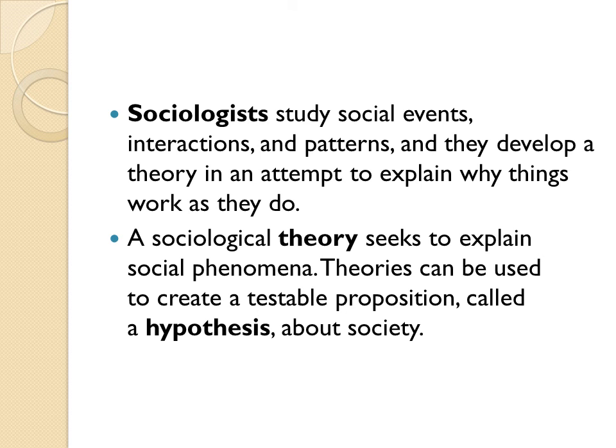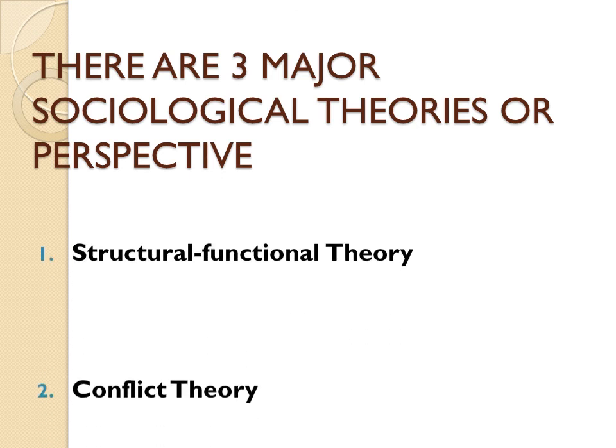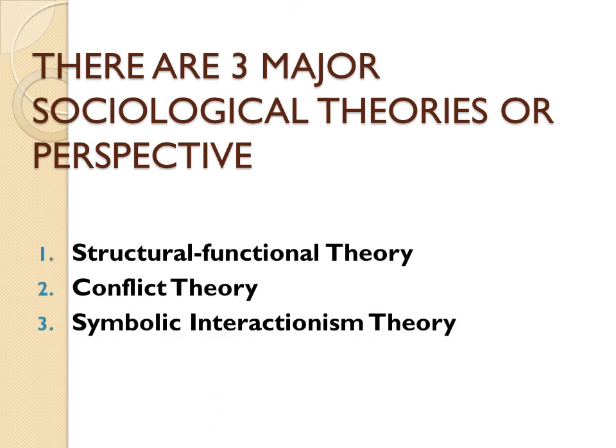Macro-level theories relate to large-scale issues and large groups of people, while micro-level theories look at very specific relationships between individuals or small groups. Grand theories attempt to explain large-scale relationships and answer fundamental questions such as why societies form and why they change. There are three major sociological theories or perspectives. These are number 1, structural functional theory, number 2, conflict theory, number 3, symbolic interactionism theory.